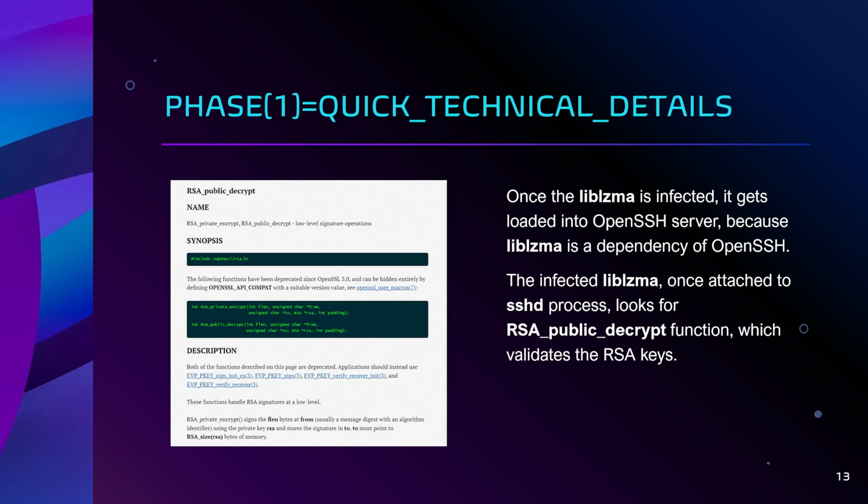It does have a lot of dependencies. Each one of them happens to be LZMA, and one of them is OpenSSL. It's going to come up later. The infected liblzma, as soon as it is loaded in the SSHD process by SSHD process itself, it hooks the RSA public decrypt function, right?